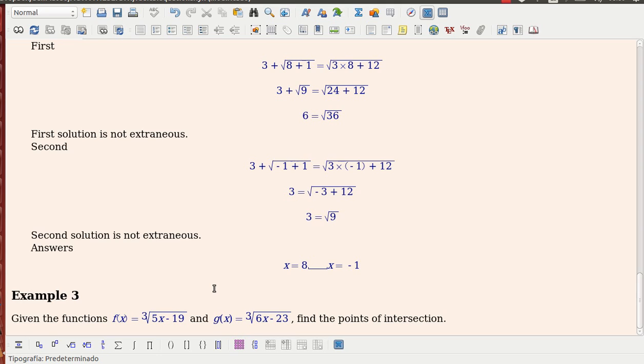So this is the way you solve radical equations. You can try example number 3 to see if you understand. It's with functions. Given the functions f(x) equals the cubic root of 5x minus 19 and g(x) equals the cubic root of 6x minus 23, find the points of intersection.